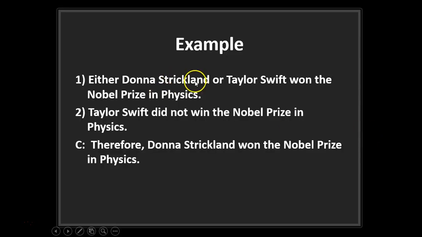Either Donna Strickland or Taylor Swift won the Nobel Prize in Physics. Well, Taylor Swift didn't win it, so it must have been Donna Strickland. Pretending these two are true, would the conclusion follow necessarily? It's either one or the other, and it wasn't this one, so it must have been this one. Yes, so this argument's valid, which means you have to fact check, right?